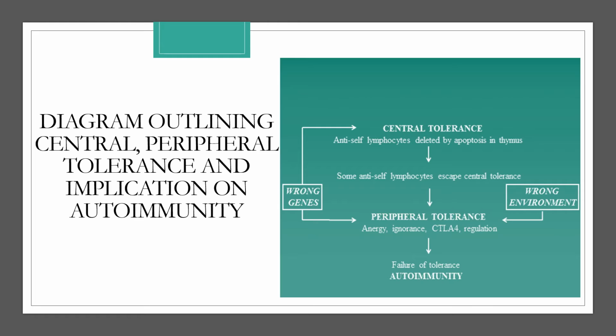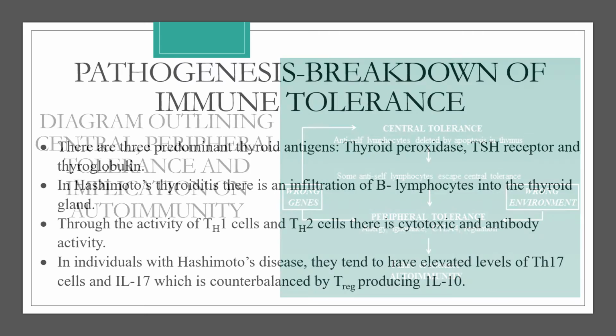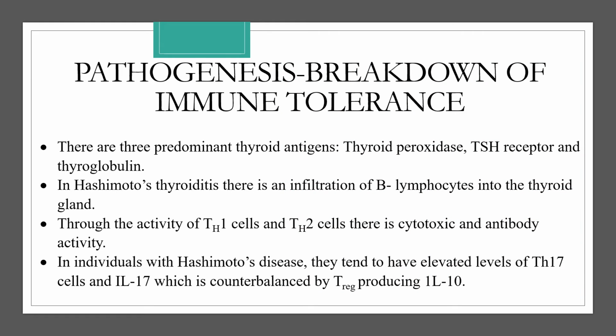This is an illustration showing how both central and peripheral tolerance affects autoimmunity in this particular disease. In Hashimoto's thyroiditis, there is an infiltration of B lymphocytes into the thyroid gland. Through the activity of Th1 cells, cytotoxic lymphocytes and macrophages become activated and order the destruction of thyroid follicle cells. Activation of the Th2 cells, however, results in the stimulation of antibody-producing plasma cells.